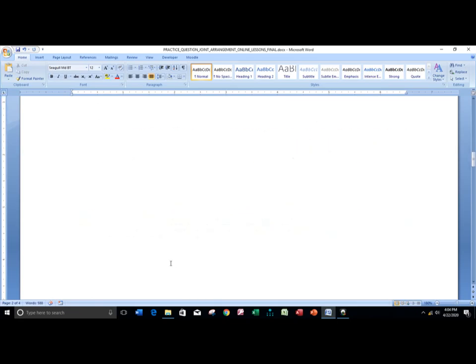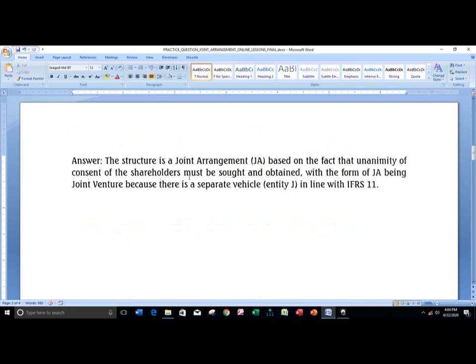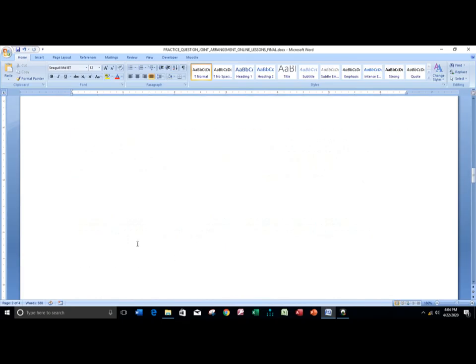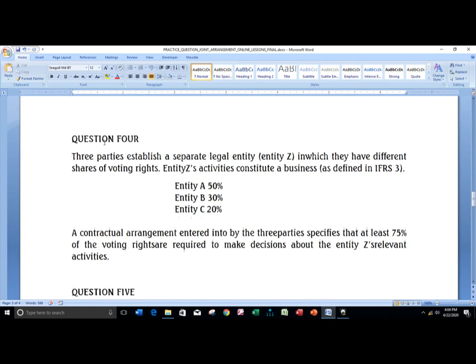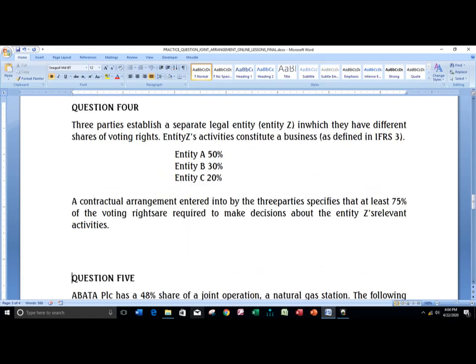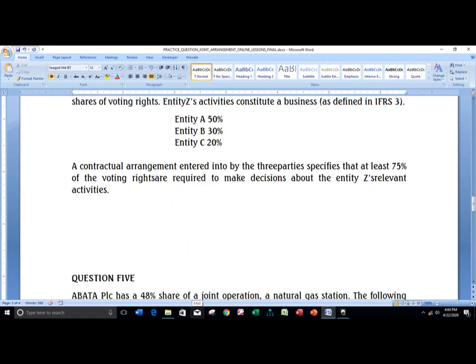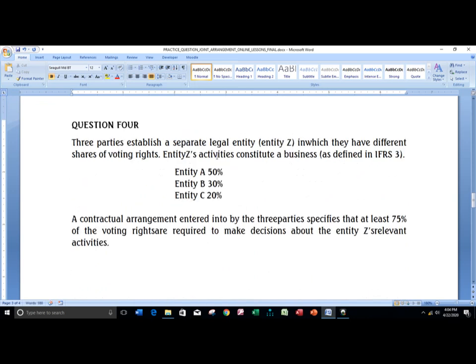Good. So move on to question 4. Let's call up question 4. Okay, good. We'll come to question 5 later. It's 4 that we need. Three parties establish a separate legal entity, entity Z, in which they have different shares of voting rights. Entity Z's activities constitute a separate entity. Is it a joint venture?